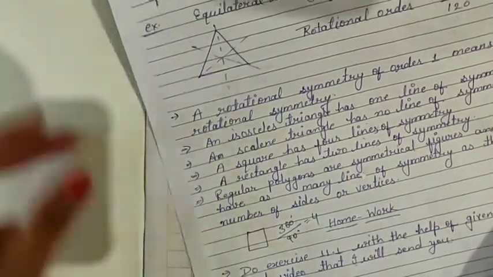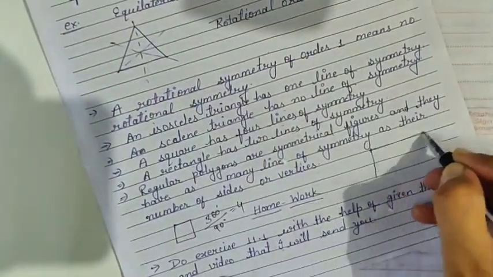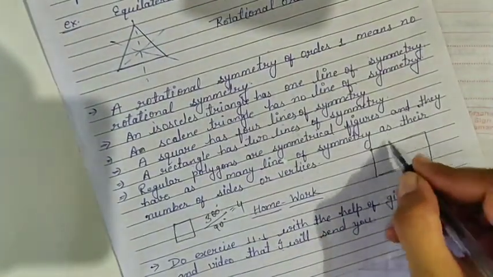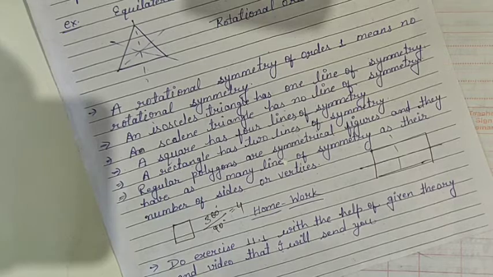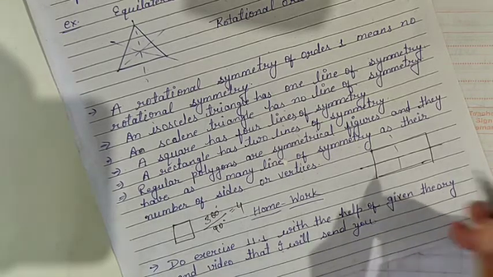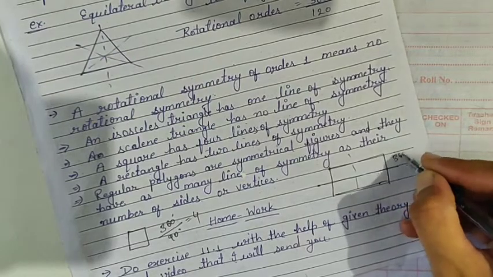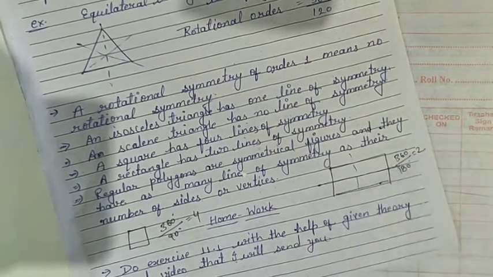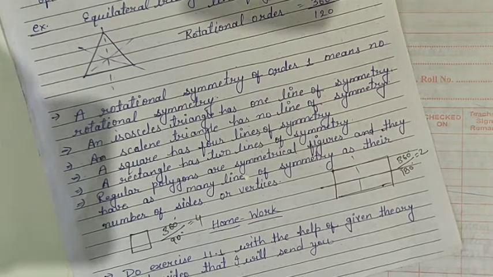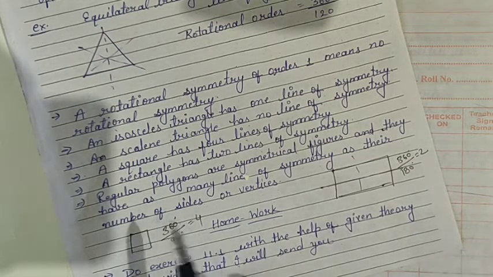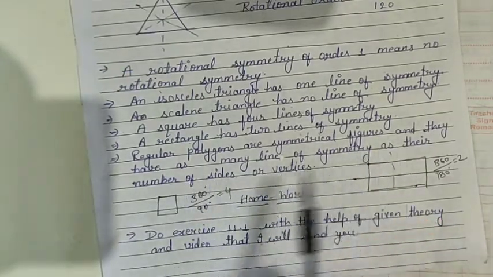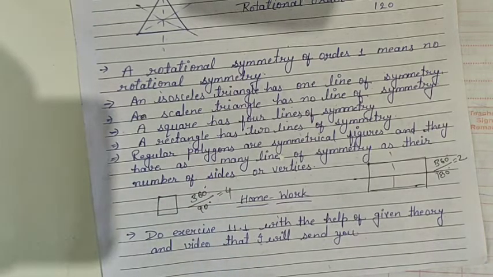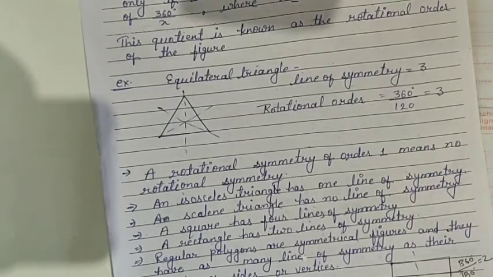A rectangle has 2 lines of symmetry. This is a rectangle, and these are 2 lines of symmetry of this rectangle, and when we rotate this rectangle by 180 degree, then its size and shape will remain same. So rotational order in rectangle is 360 degree upon 180 degree, that is equal to 2. Regular polygons are symmetrical figures, and they have as many lines of symmetry as their number of sides or vertices. So students, this is theory of your chapter symmetry. Now you have to solve your exercise.